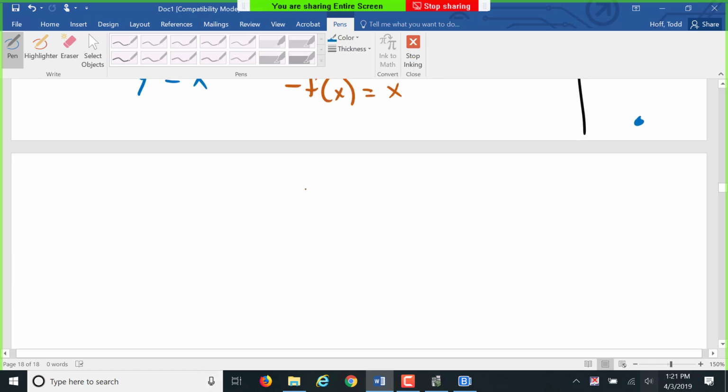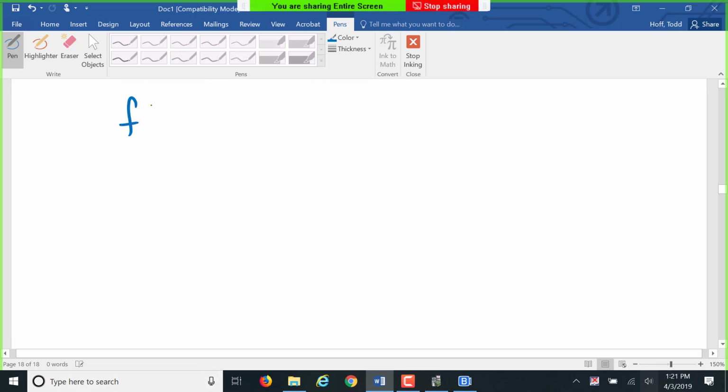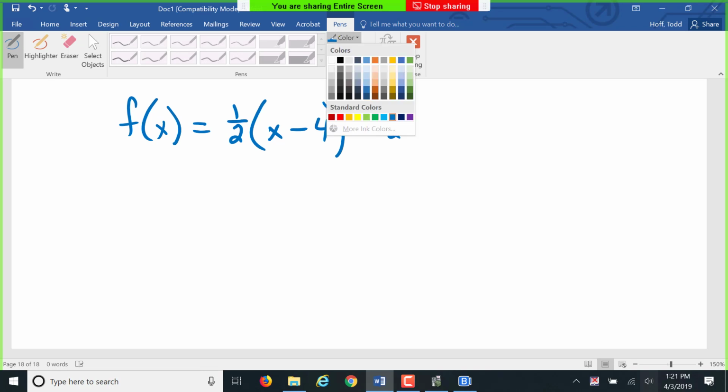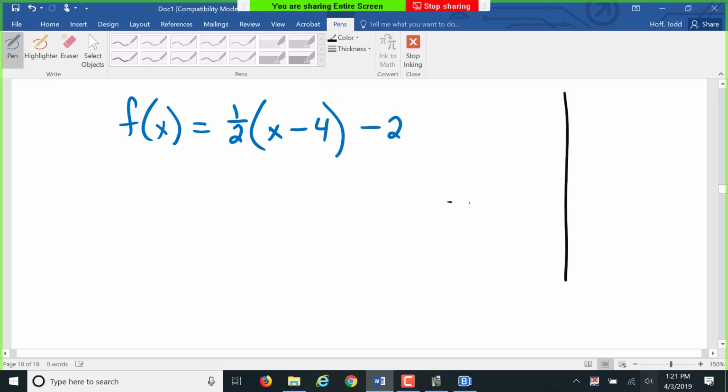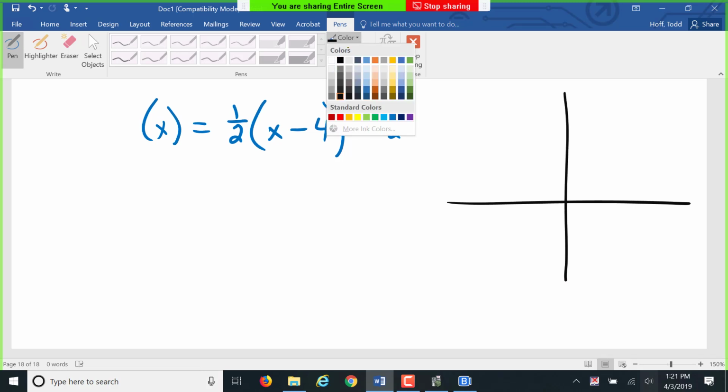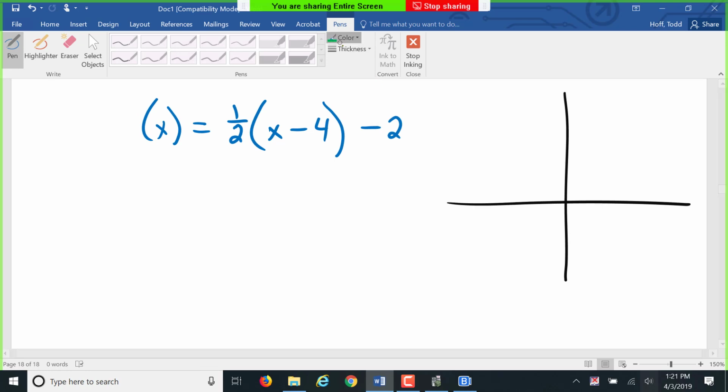So what this means, for a line, let's say f of x equals 1/2 times x minus 4, minus 2. If I graph that, what point does that line go through? Careful. 4, negative 2. There we go. 4, negative 2, and occurs as a slope of 1/2.